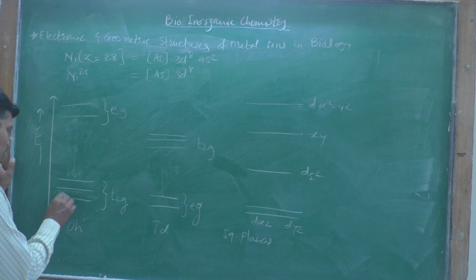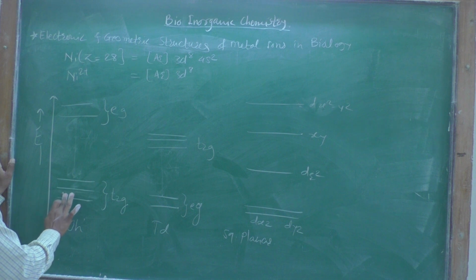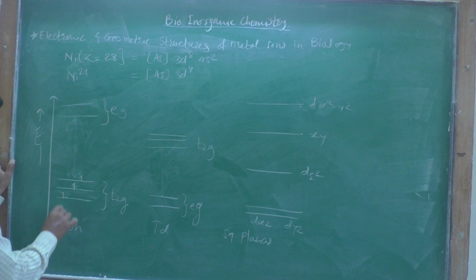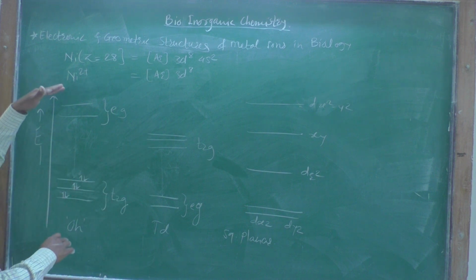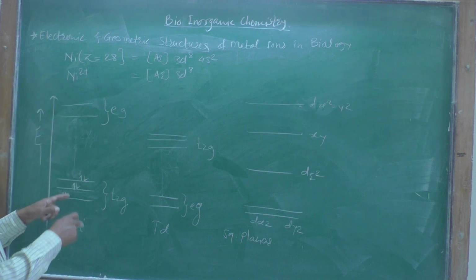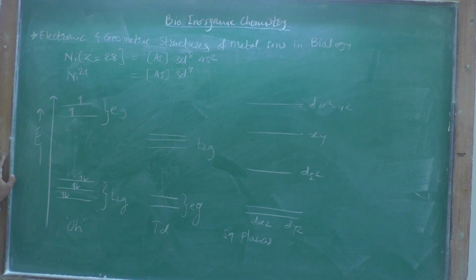Okay, so 1, 2, 3 electrons have the same energy. Then 4, 5, 6, as the difference is very large, the electrons will go to pairing, so 6, then 7 and this is 8. So in the octahedral field the d8 electrons are placed in this fashion.